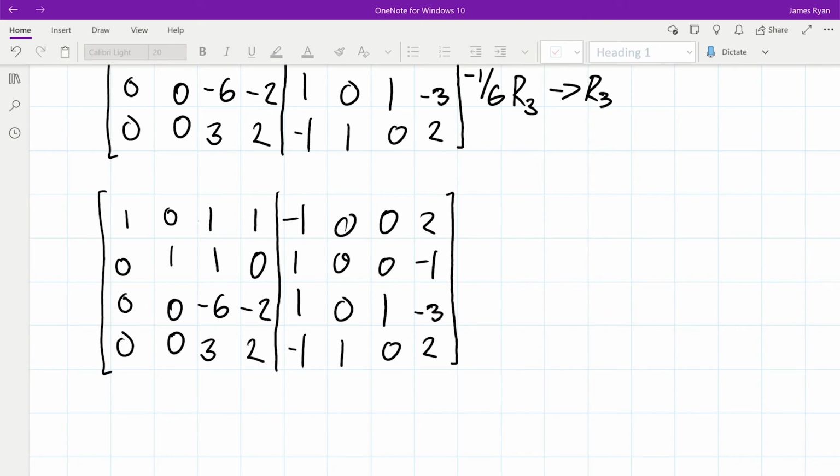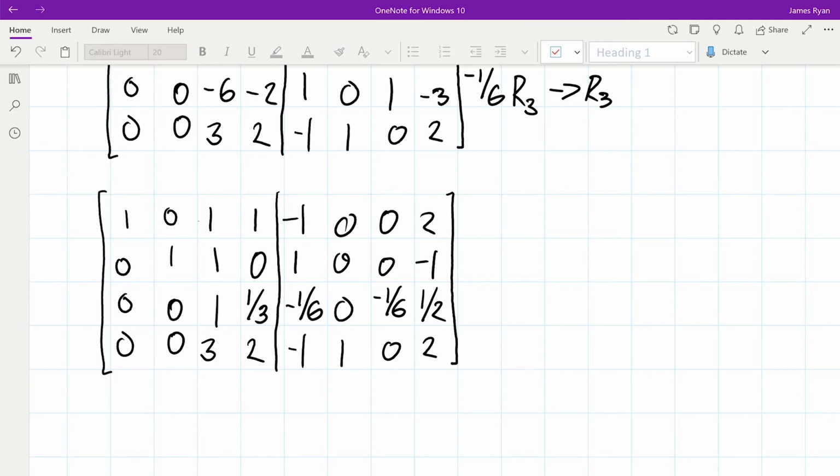divide this row by -6, so this is 1, -2/6 is 1/3. 1/6 is -1/6. 1/6 is -1/6. -3/6 is 1/2.